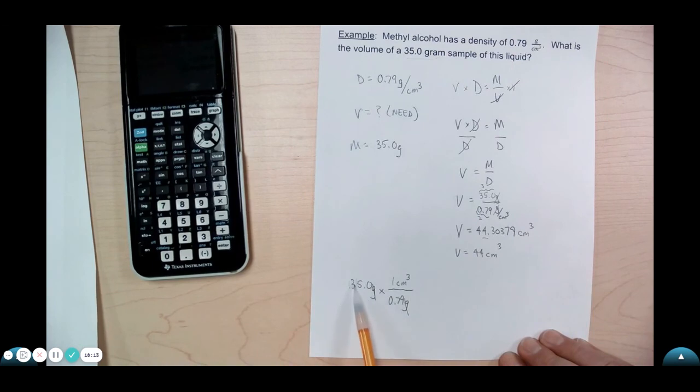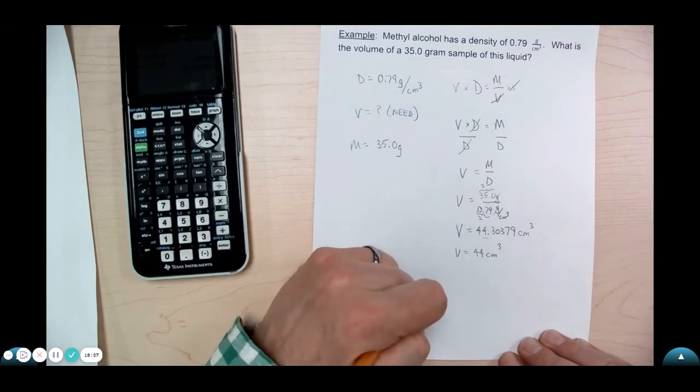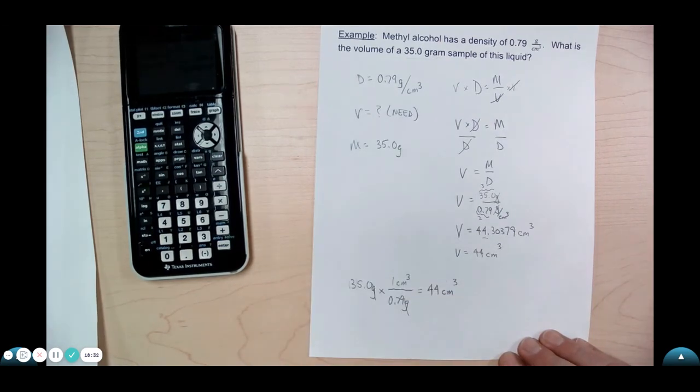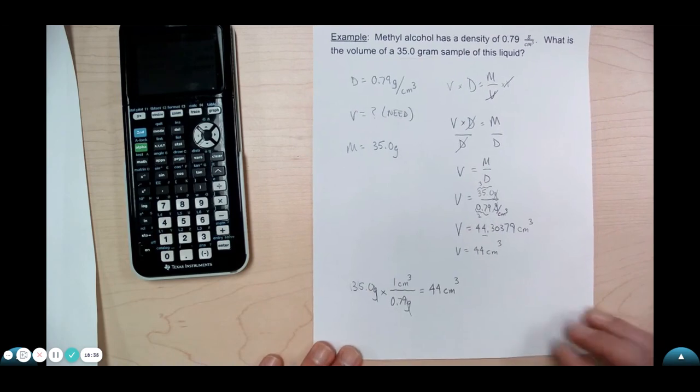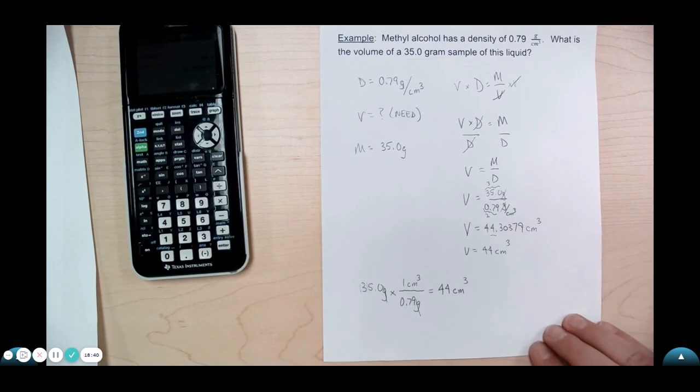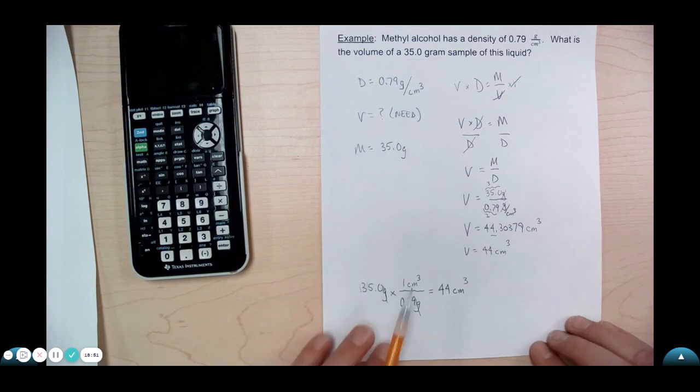Now look at the math. 35.0 times 1 is 35.0 divided by 0.79. It's the exact same thing I ended up doing here after all that algebraic manipulation. And like we already know, the answer is going to round to 44 cubic centimeters. So kind of a neat trick. If you're not into this stuff, you can always kind of use this density as a conversion factor and flip it if necessary to let the units cancel and give you the unit that you want to have. Hopefully this helps you guys out.